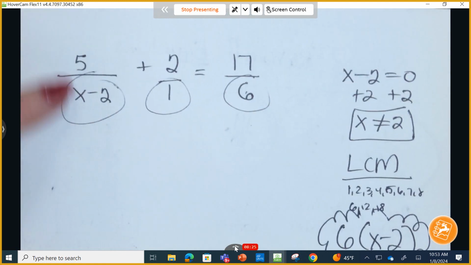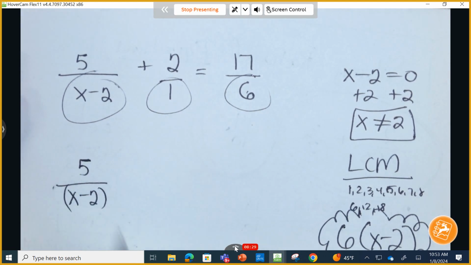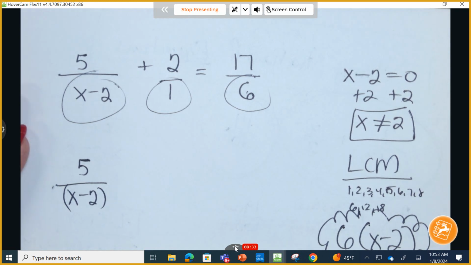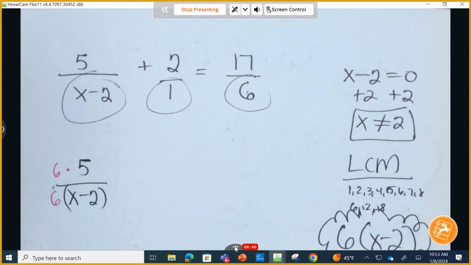Let's look at the first term. I have 5 over x minus 2. What is the denominator of the first term missing? It has an x minus 2, but it's missing a 6. So I'm going to attach a 6 to both the denominator and the numerator. Make sure you're whispering back, please.